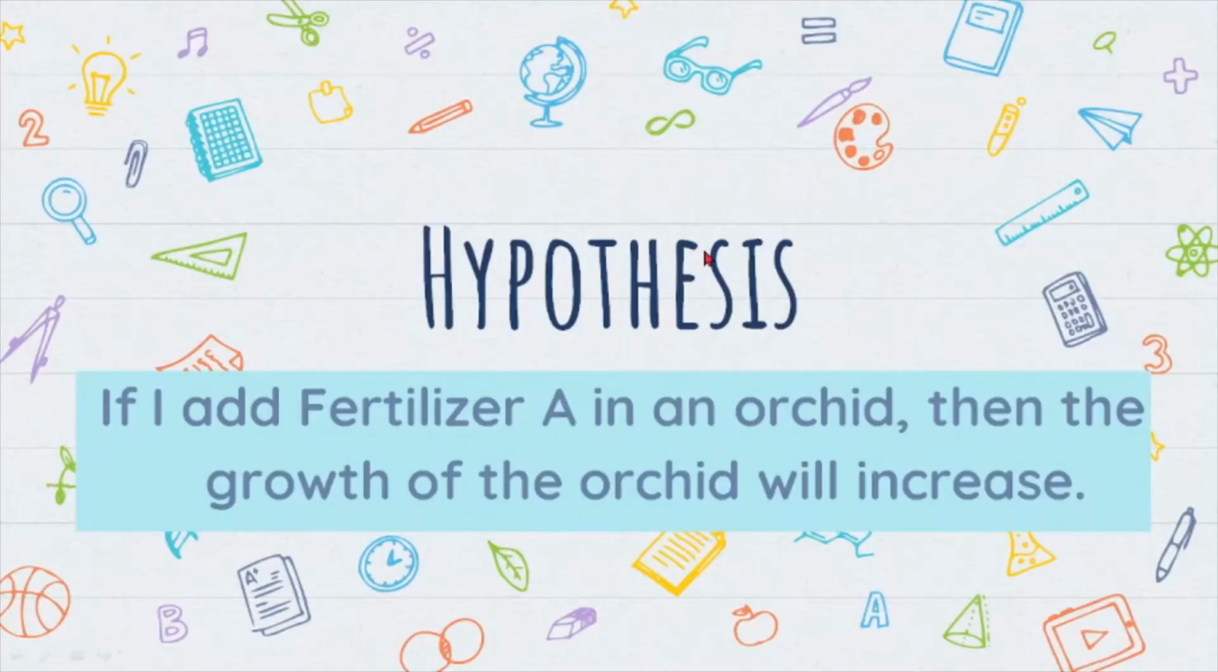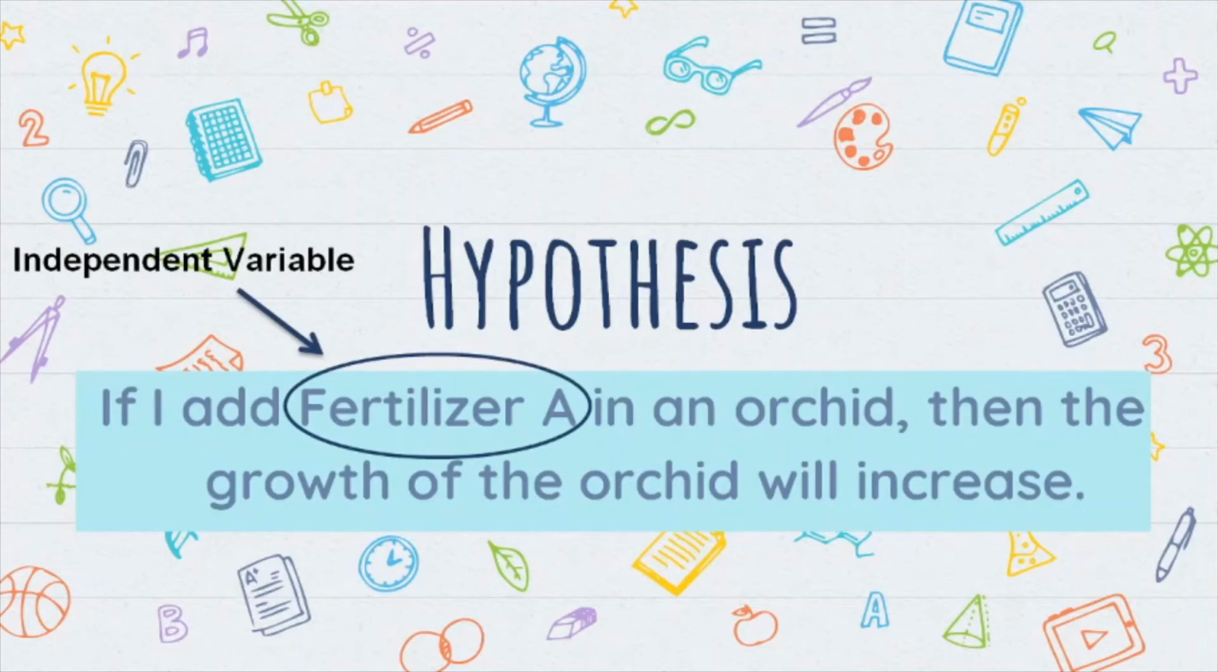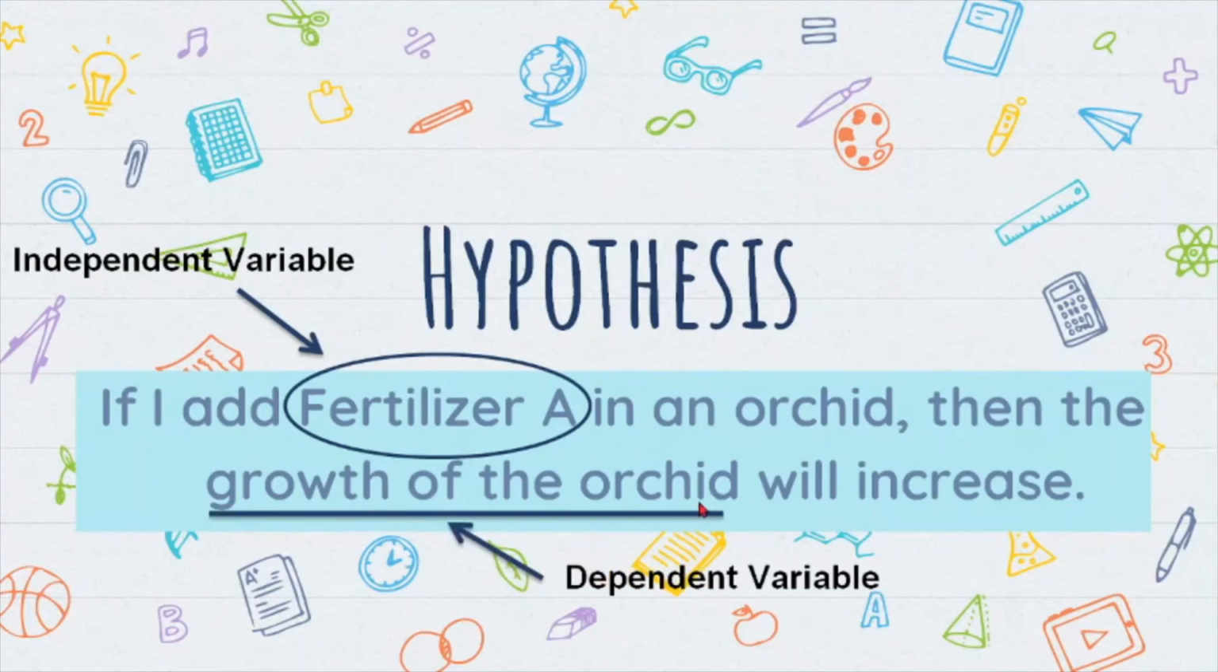Now, let us see the connection of experimental variables in our hypothesis. So as you can see, in our hypothesis, we can observe the independent variable, which is the fertilizer A. And what are we going to observe if we add fertilizer A to an orchid? Obviously, our dependent variable is the growth of the plant, because the growth of the plant is the factor that we want to observe after applying the independent variable. In our case, that is the fertilizer A.